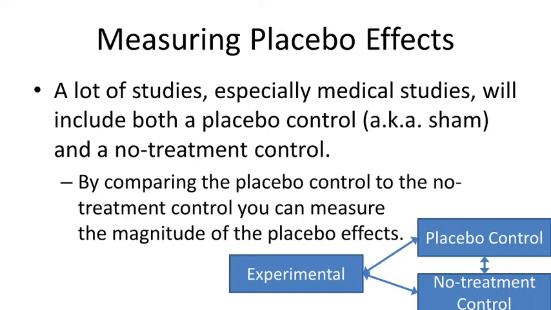By comparing the experimental group to the placebo control, they can see how big of a difference the effect is from placebos. And then finally, by comparing placebo to no treatment, they can get a good measure of exactly how powerful the placebo is by itself. So all three of these comparisons can provide a lot of really good information when doing medical research.